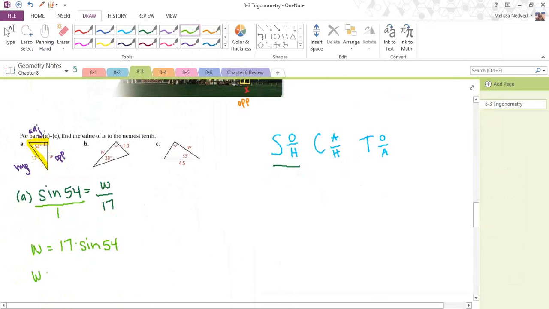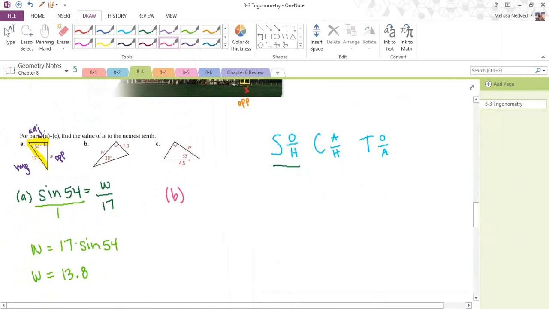Okay. W equals 13.8. And you should double check with these. The length of that opposite side should be shorter than the hypotenuse because the hypotenuse is always our longest side. 13.8 is less than 17. That's just a good quick check.